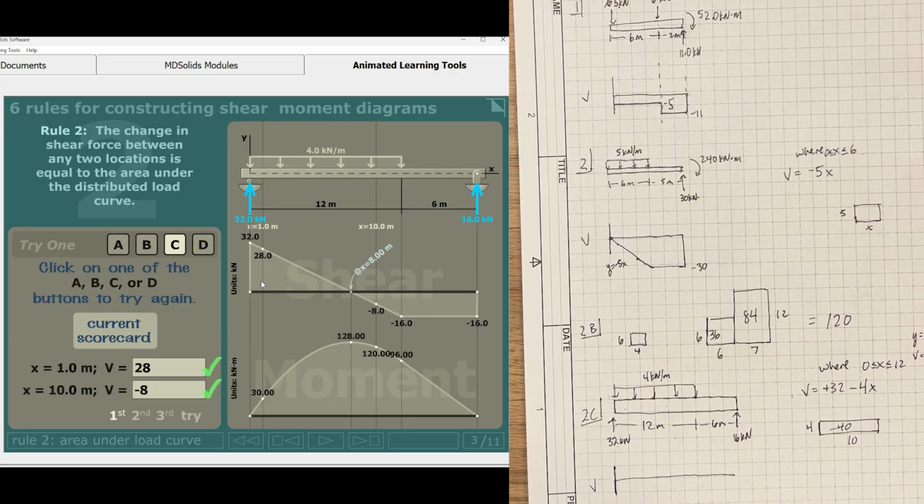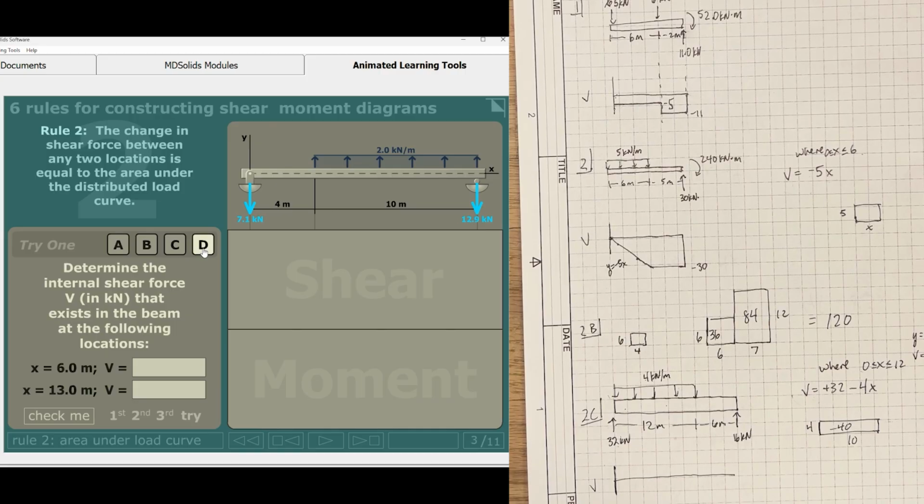Remember, we can also get the moment from taking the area of this right angle triangle here. And so that will give us 128. But anyways, let's go ahead and move on to D.